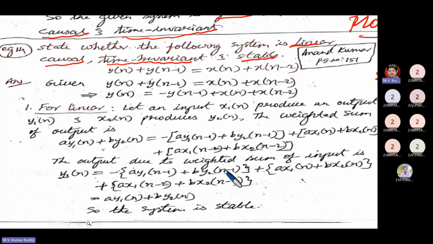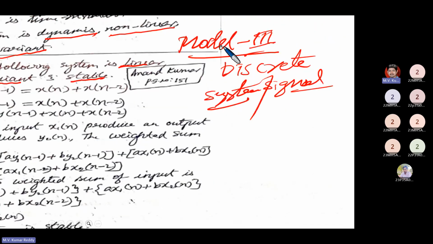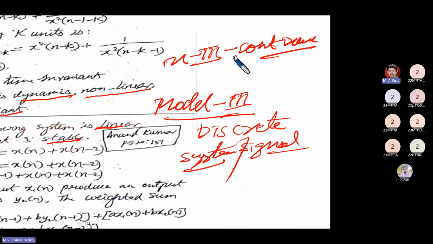This is also model 4. This is model 3. This is model 3 discrete system. Okay, previously we discussed about the model 3 continuous.